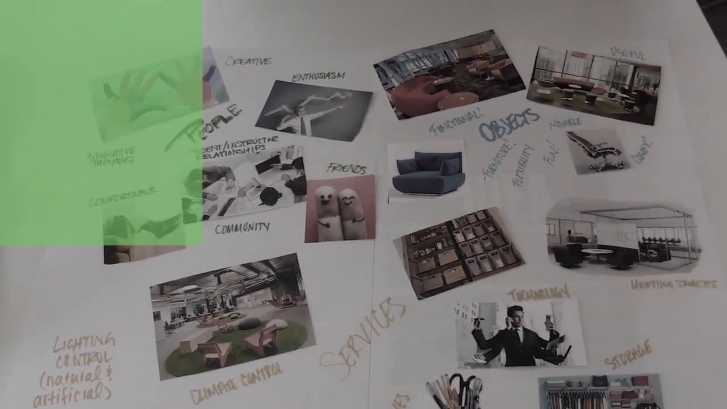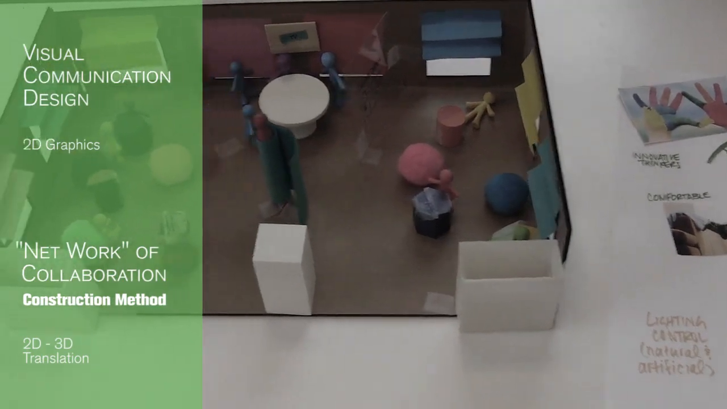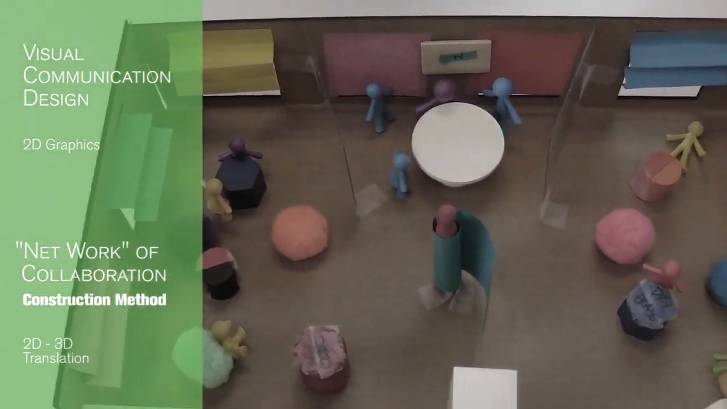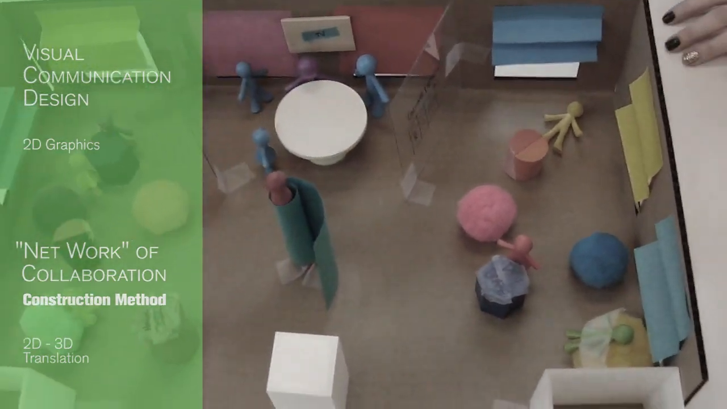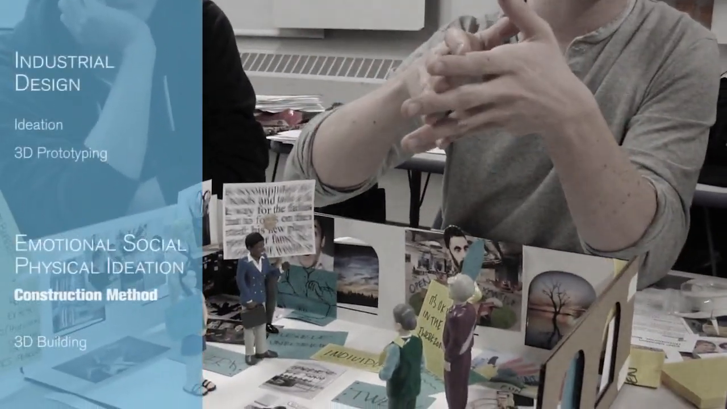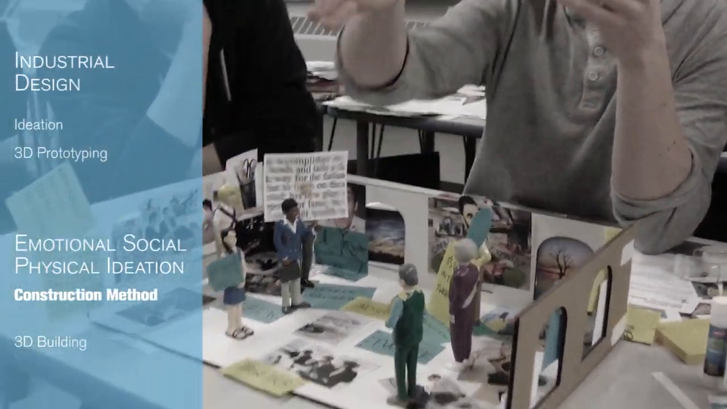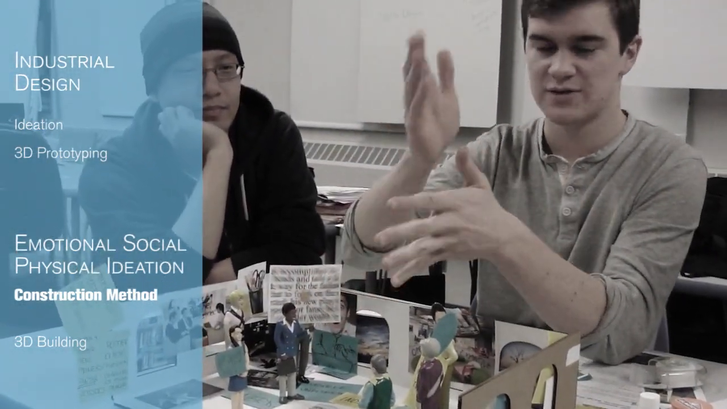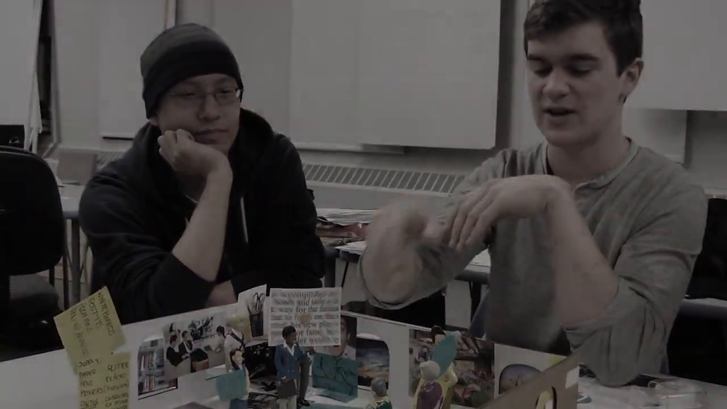VC designers convey information and emotion primarily through graphics and other 2D medium. This toolkit translates 2D exploration and ideation into 3D design execution. To replicate the ideation and prototyping practiced by product designers, brainstorming is broken into emotional, social, and physical aspects. Then, design solutions are constructed in 3D to evaluate feasibility.